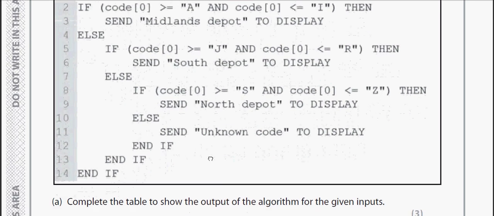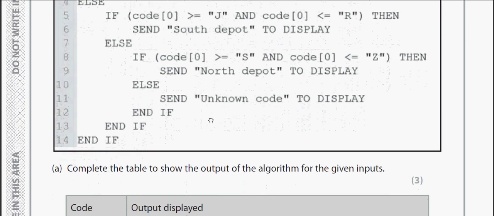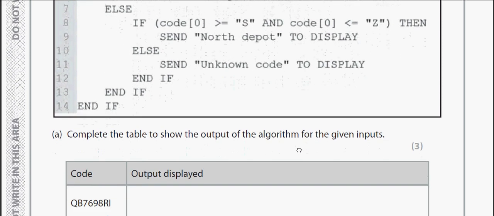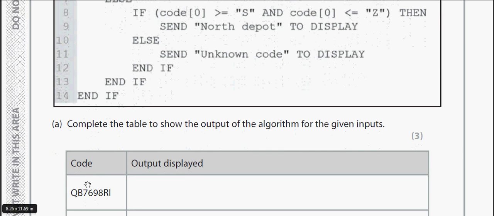So now we are asked to complete the table to show the output of the algorithm for the given input. So we've got a table and we have a code, and we'll look at our first one here. You need to know the square brackets and the index position, otherwise you wouldn't understand, but most of you did.